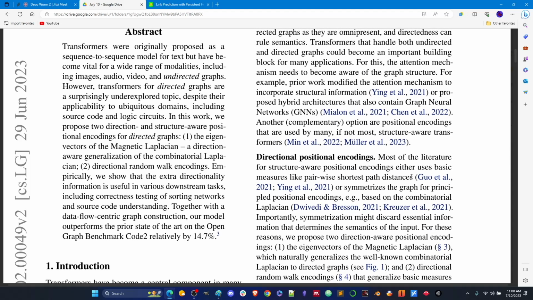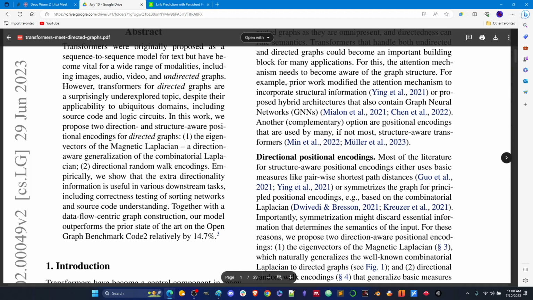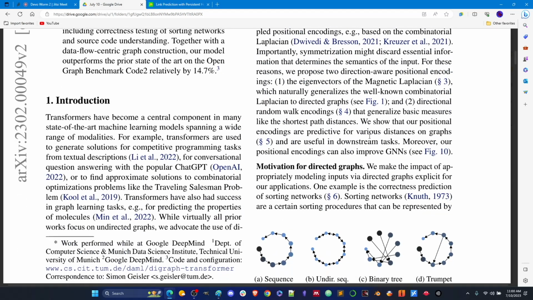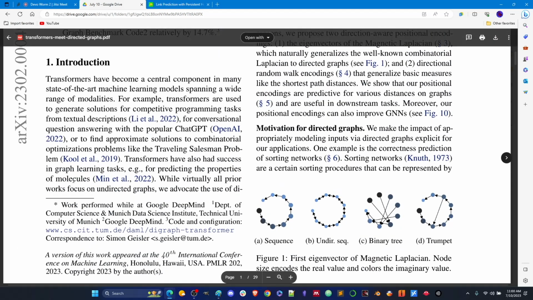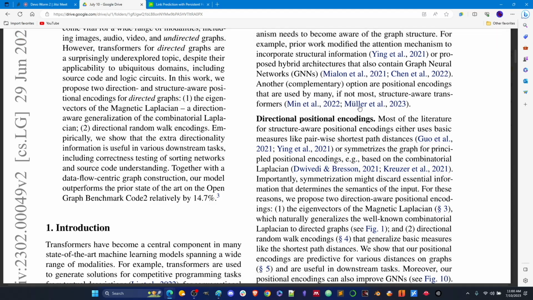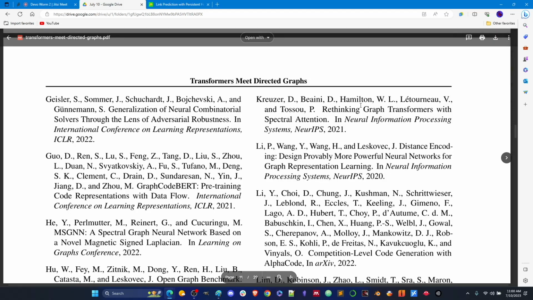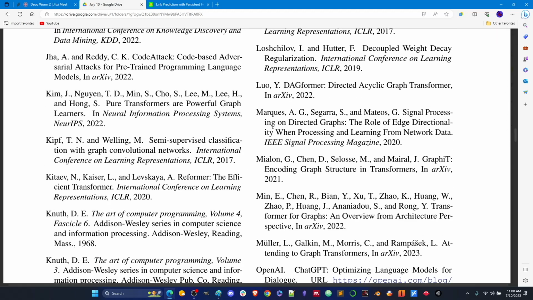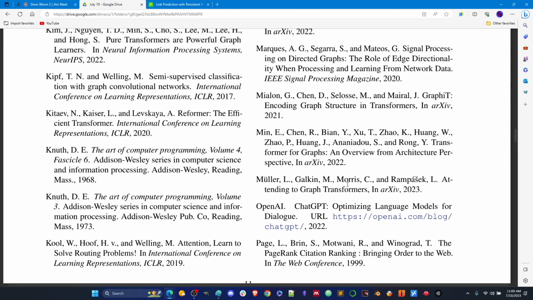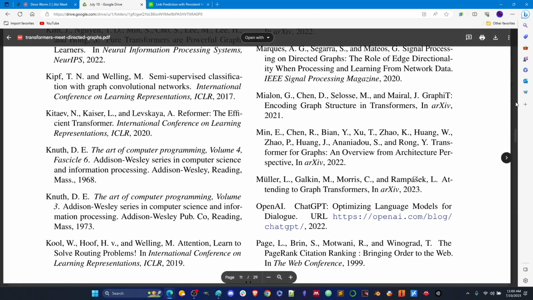Another complementary option are positional encodings that are used by many, if not most, structure-aware transformers. So these are positional encodings, which is where one thing comes first, then another thing. So this MIN paper actually is on the properties of molecules. So they're using this structure-aware transformer for predicting molecules. And then there's this Muller paper, which is actually attending to graph transformers. So this is where they're actually applying attention to graph transformers.